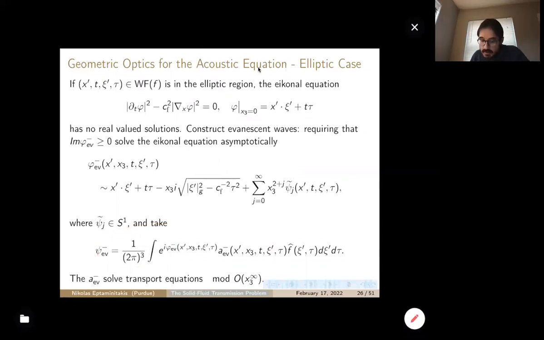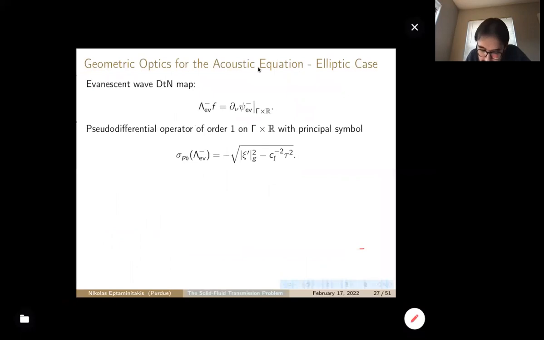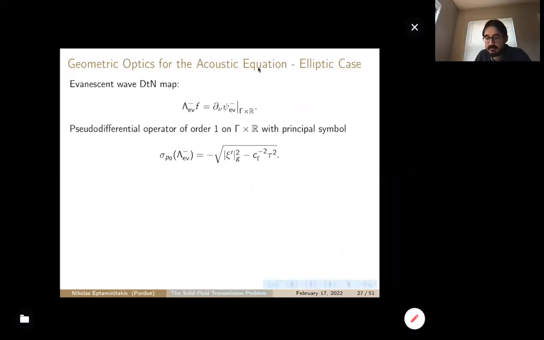Okay, so those are the two main cases that we are looking at for the fluid. I should say that we also get an evanescent Dirichlet-to-Neumann map in this case, which is a pseudo-differential operator of order 1, which has a principal symbol which is elliptic in the elliptic region.